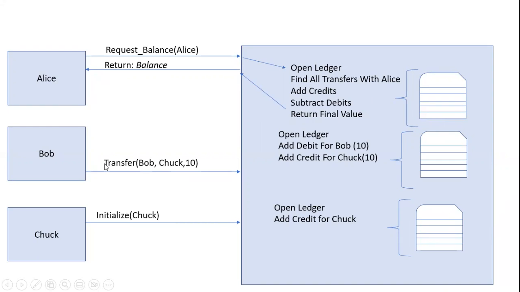You can do a transfer. So let's say Bob wants to transfer from himself to Chuck, sending 10 of the instance. Similarly, it'll open the ledger. It'll add a line for a debit of 10 for Bob and add a credit of 10 for Chuck. And then it'll save the ledger. And then initializing, let's say Chuck wants to initialize, it'll open the ledger and it'll add a credit for Chuck.